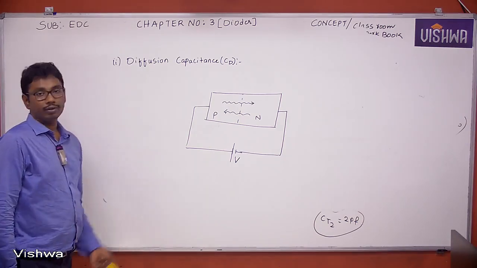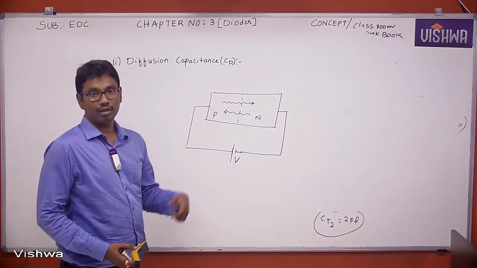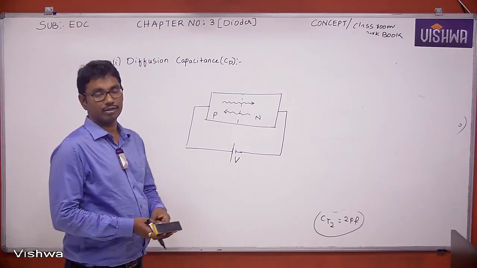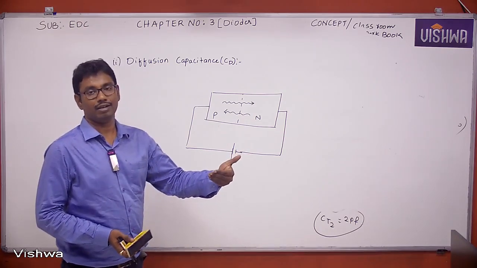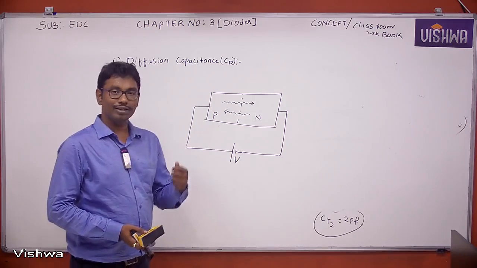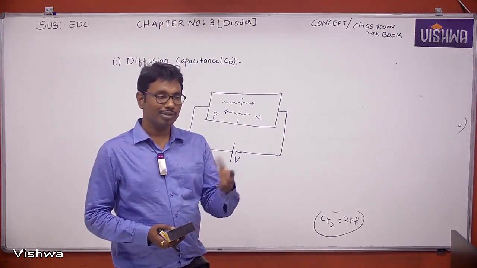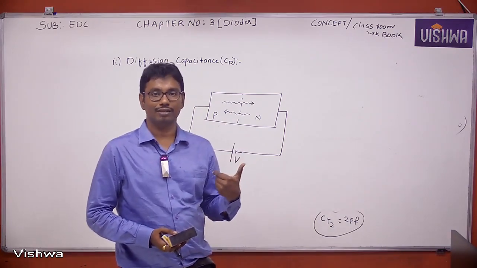When does the diode exhibit diffusion capacitance? When the diode is operated in forward bias, it exhibits diffusion capacitance. Already we discussed how a diode in reverse bias acts as a capacitor. Now, in forward bias, how can it act as a capacitor? One more interesting point: in case of forward bias, there is no depletion region, almost depletion is zero, but still the PN junction acts as a capacitor.